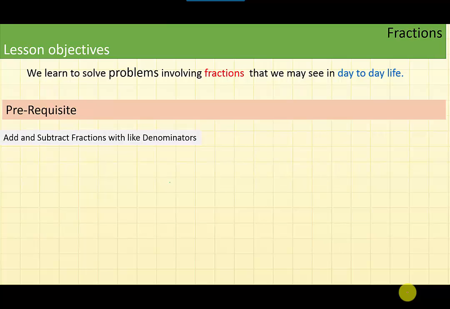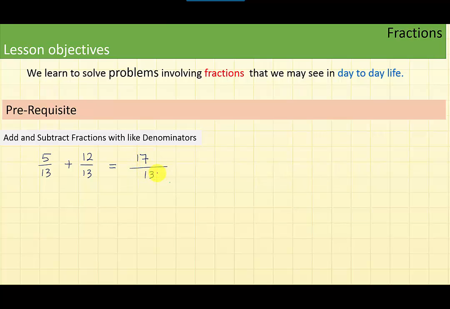Now let's do adding and subtracting fractions with like denominators. Suppose we want to add 5 over 13 to 12 over 13. Now they both have the same denominator, which is 13. So the denominator is 13, and for 5 plus 12, you just add the numerators. 5 plus 12 is 17.